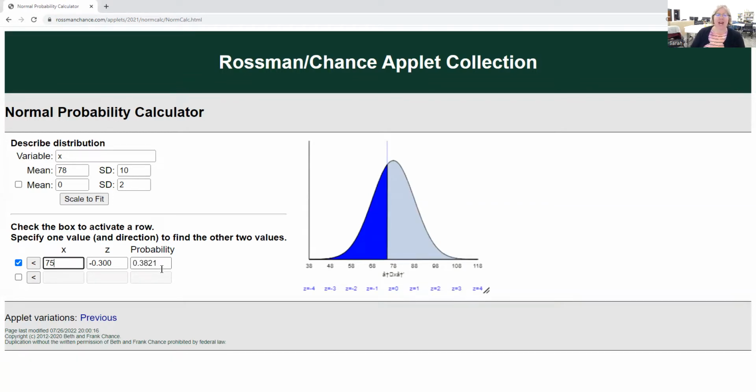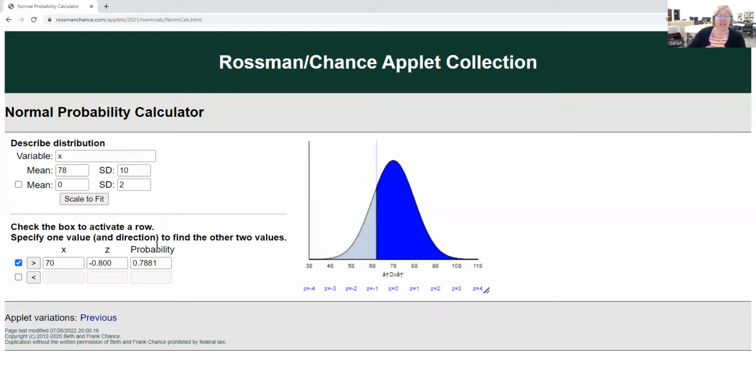The next question, estimate the probability that the student earned at least 70 points. So that's going to be the greater than side because at least 70 would mean something like 80 or 90 and so on. So I'm going to change this to a 70. And then I need the greater than side. So I'm going to flip this over by clicking the inequality sign. And so I get 0.7881 or 78.81%.